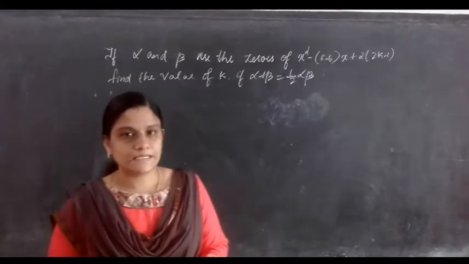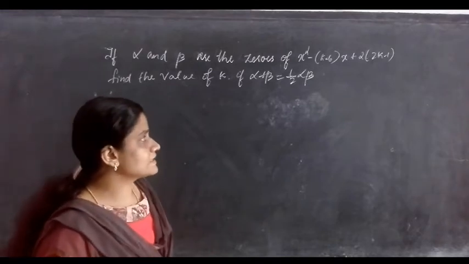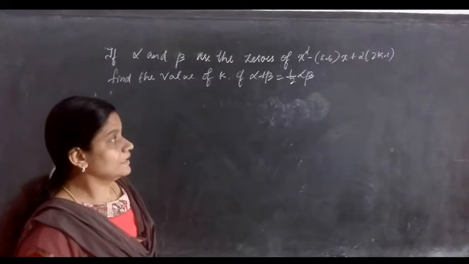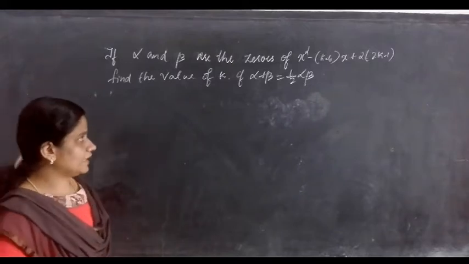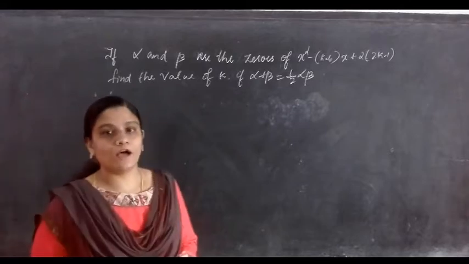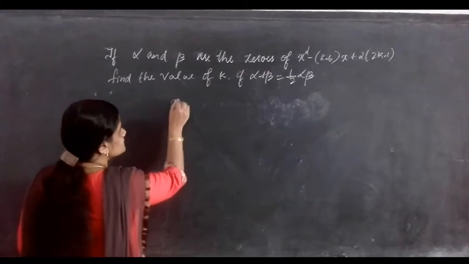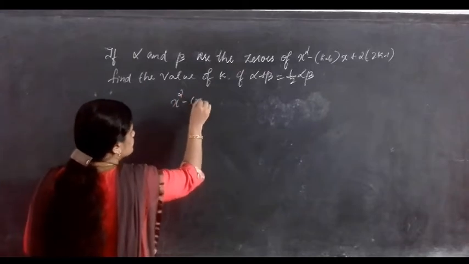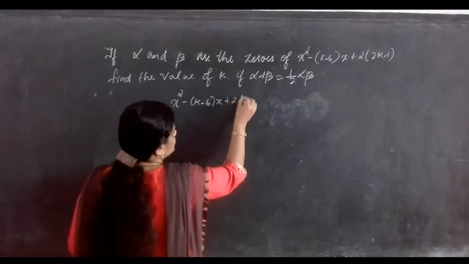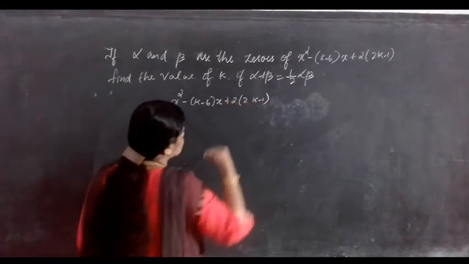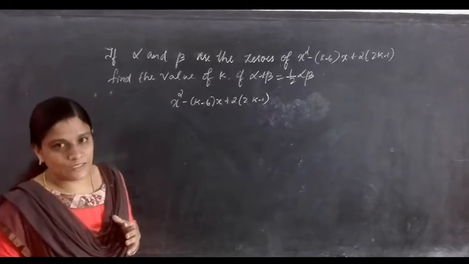Okay. The next question. If alpha and beta are the zeros of x square minus (k minus 6) into x plus 2 into (2k minus 1), find the value of k if alpha plus beta is equal to half alpha beta. So what is the polynomial given to us? x square minus (k minus 6) into x plus 2 into (2k minus 1). So it is a little bit different polynomial to you, children.